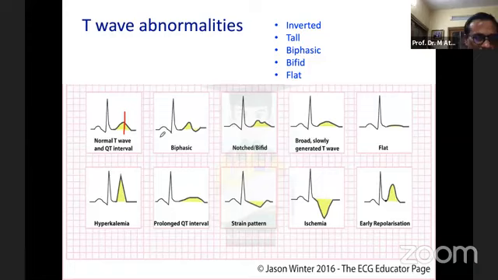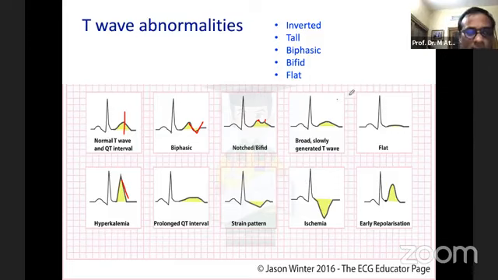This is the normal T wave, but the T wave may be biphasic. This is the biphasic T wave. This is the bifid T wave, with one tip and another tip. And this is the tall peaked T wave, and this is the flat, prolonged, delayed T wave. This is the inverted T wave, and this is again an inverted T wave. There are two types of inversion. So these are examples of various abnormalities of the T wave.